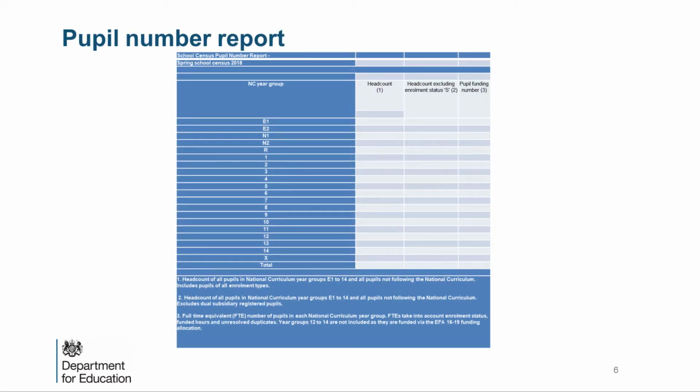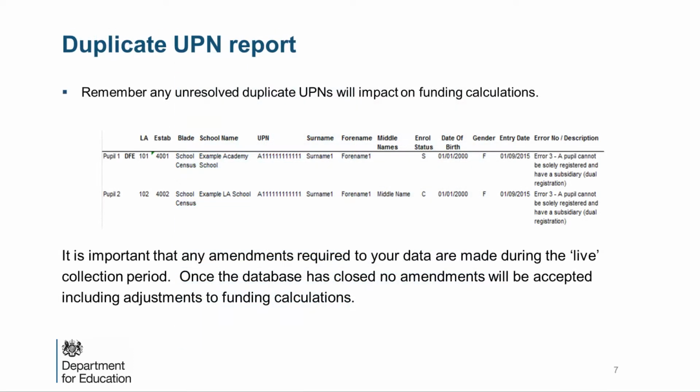The pupil number report will provide a head count of your pupils by national curriculum year group, head count of your pupils minus subsidiary registrations, and the number of pupils that will be used in the dedicated schools grant calculations, and therefore will account for funded hours and unresolved duplicate UPNs. The duplicate UPN report will highlight any pupils appearing on your census and that of another school where there is an invalid combination of enrolment statuses. Any unresolved duplicate UPNs will have an impact on your funding.